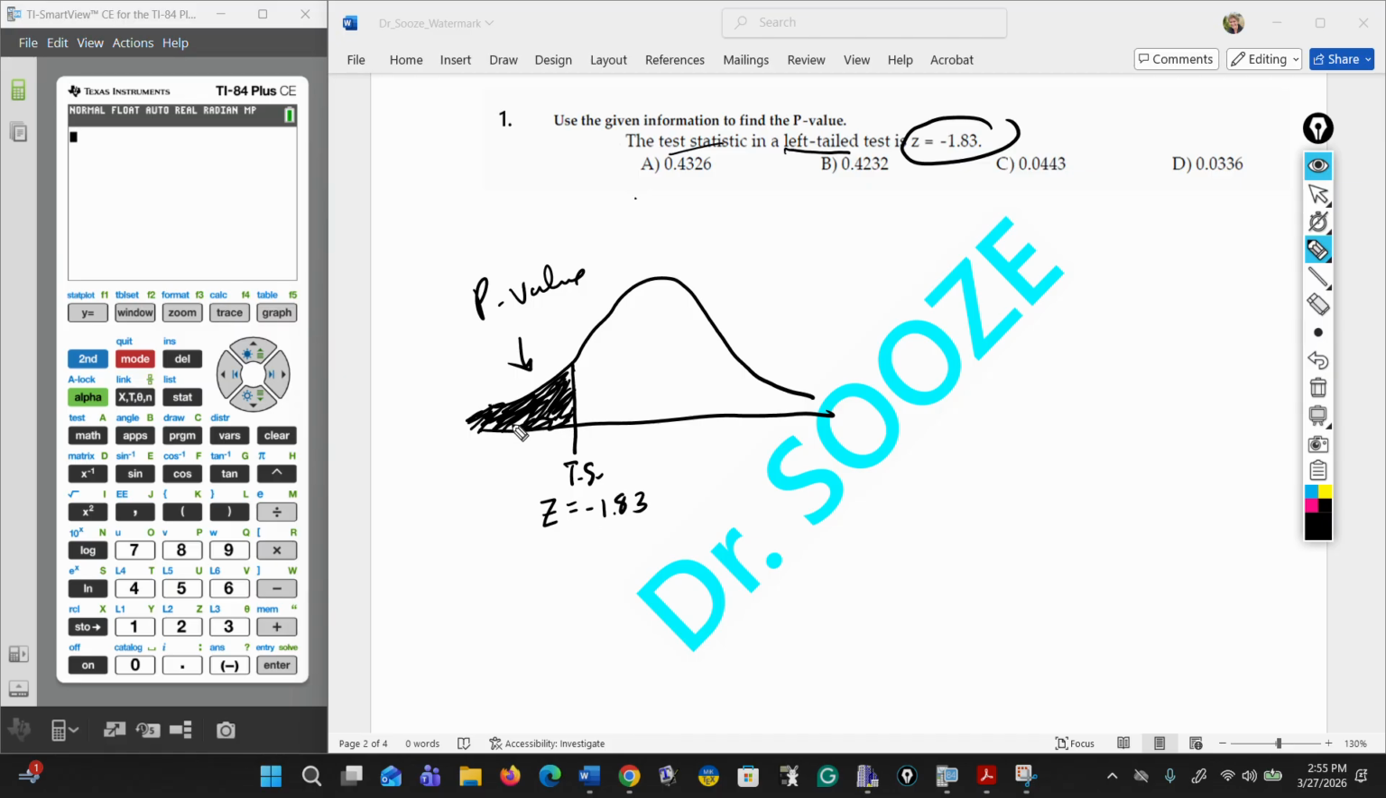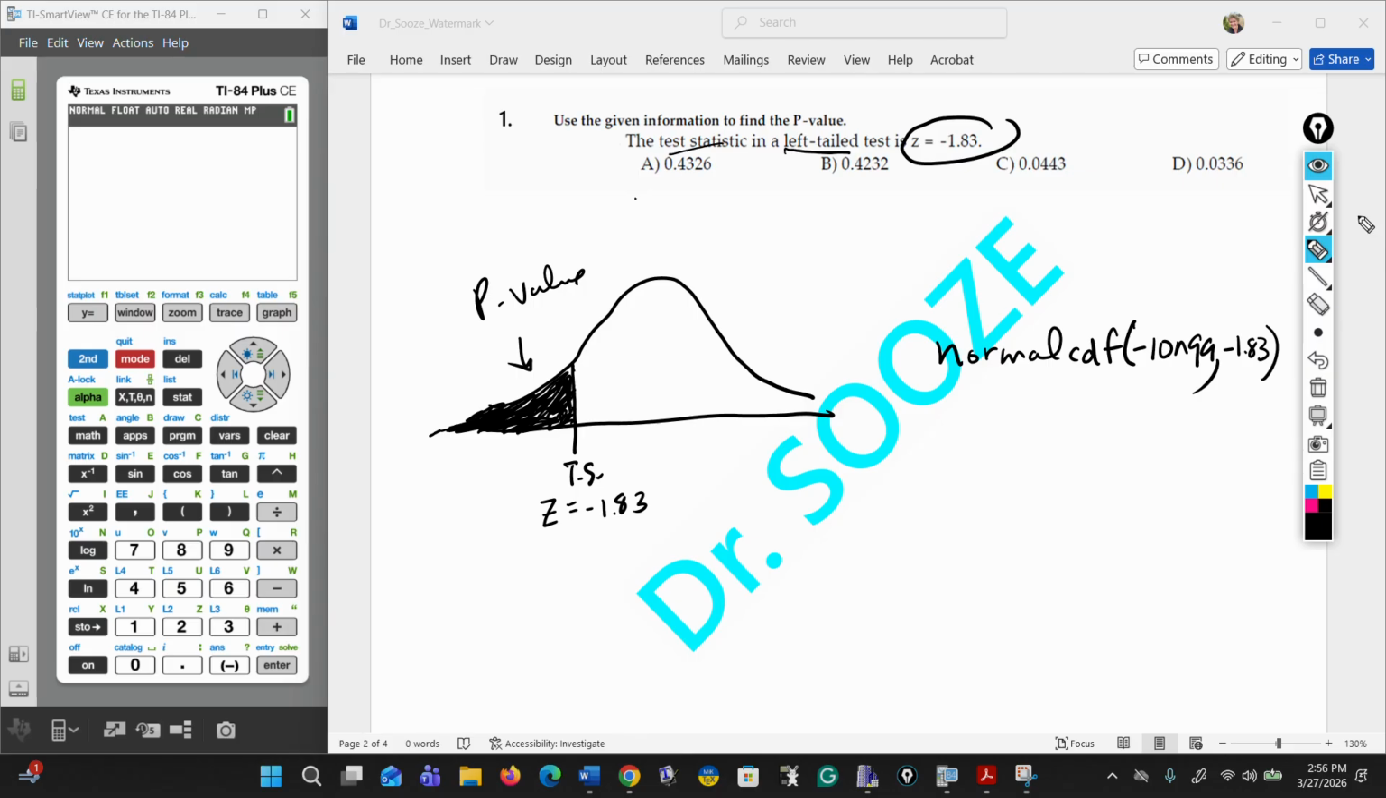So now to get the area of this shaded region, since my test statistic is a z-score, I'm going to need to use the command normal CDF. And I'm going to need to tell it the left z-score. Now, in theory, this goes on forever. So in theory, the left z-score would be negative infinity, but it doesn't do negative infinity on our calculator. And then the right limit here, my right z-score, is minus 1.83.